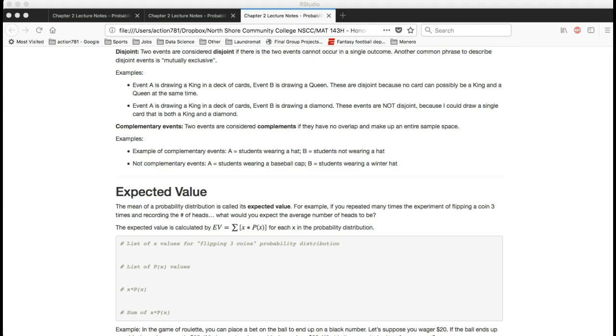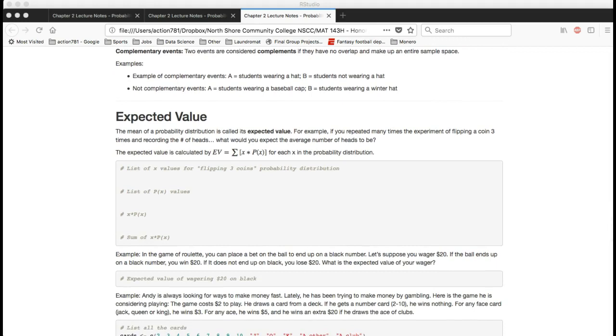Some examples. Event A is drawing a king in a deck of cards. Event B is drawing a queen. These are disjoint because there's no card that is a queen and a king at the same time. On the other hand, if event A is drawing a king and event B is drawing a diamond, these events are not disjoint because you can draw a single card that is both a king and a diamond.